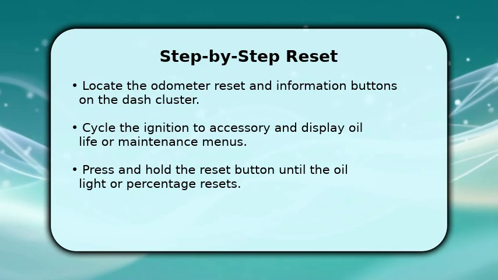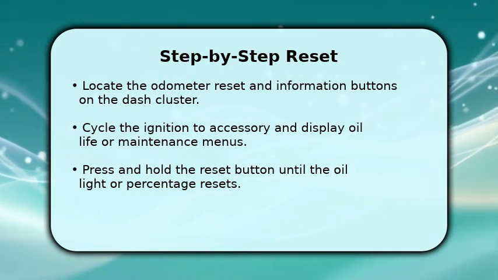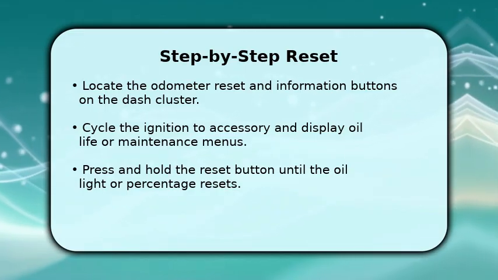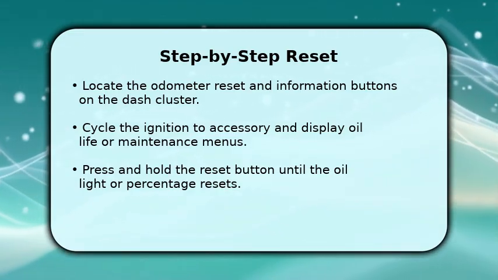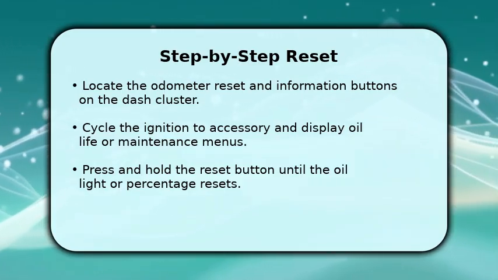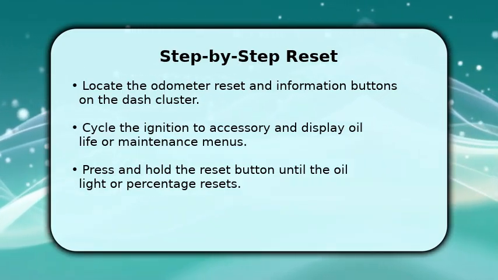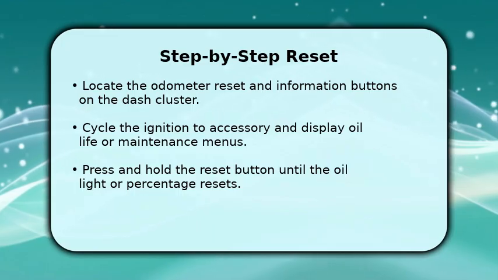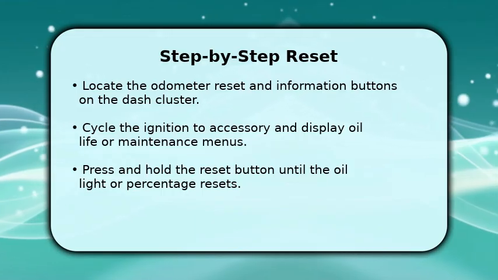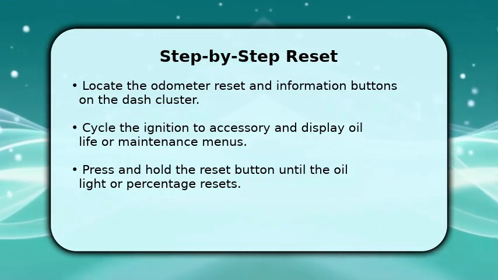Start by sitting in the driver's seat with the doors closed and the key in hand. Cycle the ignition to accessory so the dash lights come on, but the engine stays off. Use the odometer and information buttons to find oil life or maintenance screens, then press and hold the reset button until the oil light or percentage clears. I will give exact timing tips and what to expect after a successful reset.